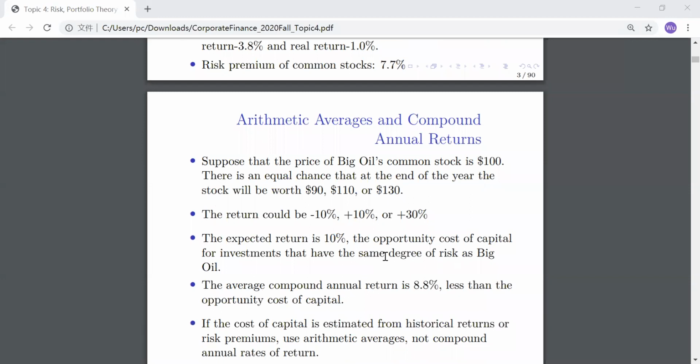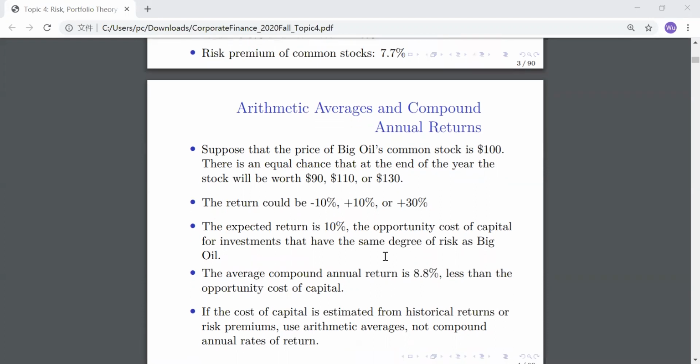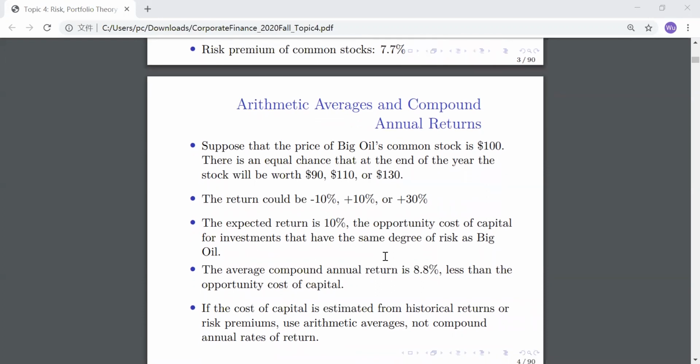Now, when we calculate the return, there are two ways we can do it. We can take the arithmetic average, or we can take the compound annual return.